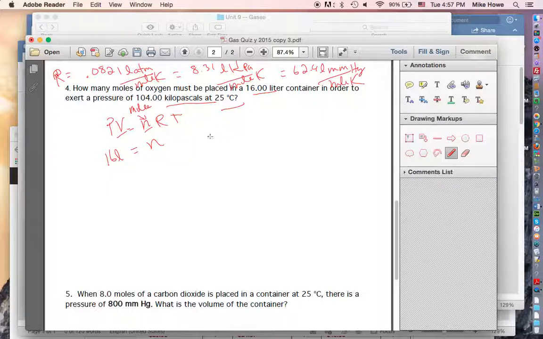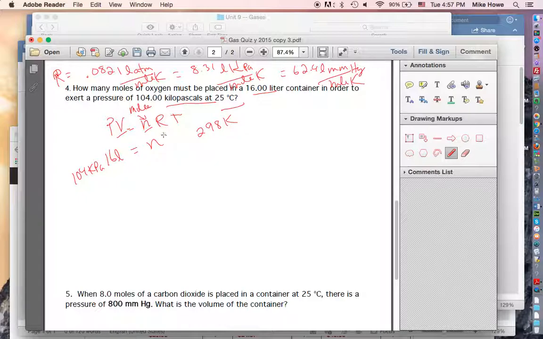So far we've addressed V and N in this equation. In order to exert a pressure of 104 kilopascals, so that's over here, 104 kPa, at 25 degrees C, so it's 298. Why is it 298? Because we have to add 273, just like on the other side.